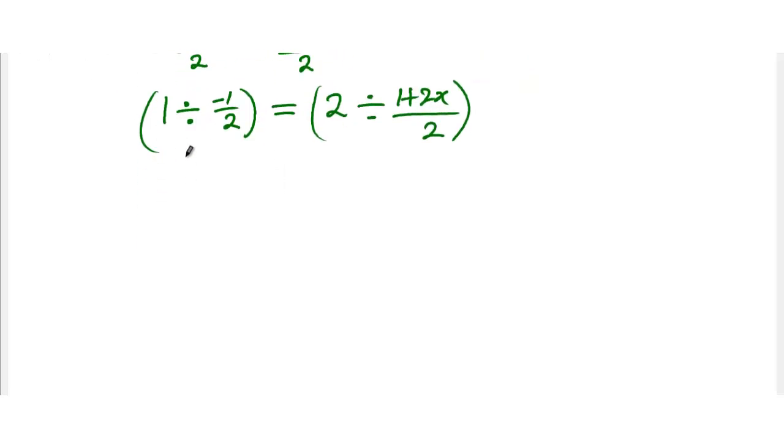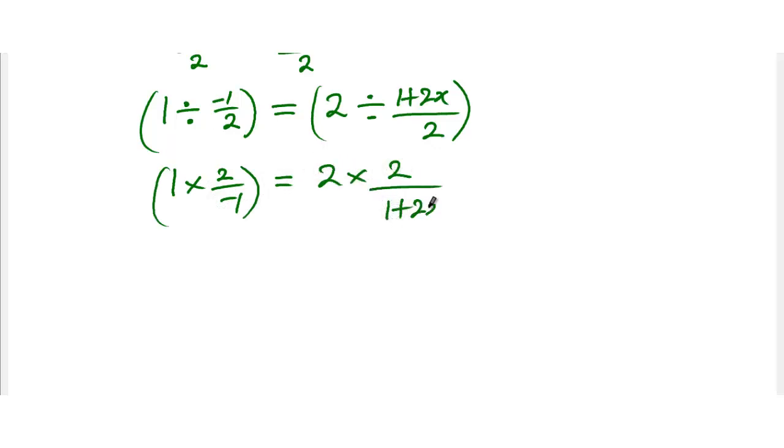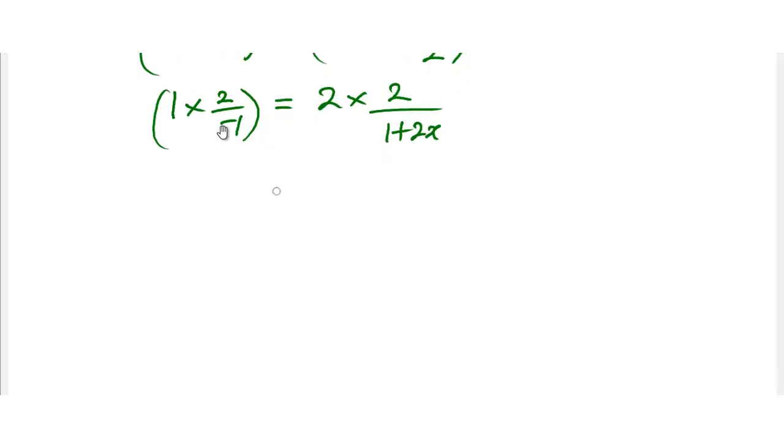So at the end of it, what we are going to be having here is 1. We transform this to multiplication, that's times 2 over minus 1, will now be equal to 2 times 2 over 1 plus 2x. So at the end of it, we are going to be having 1 times 2, that is 2, divided by minus 1, will now be equal to 2 times 2, that is 4 over 1 plus 2x. So what do we need to do? We cross multiply to get the value of x.